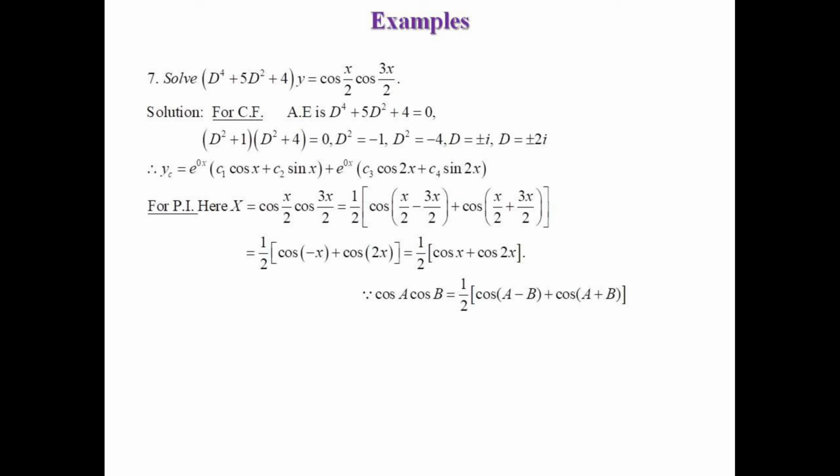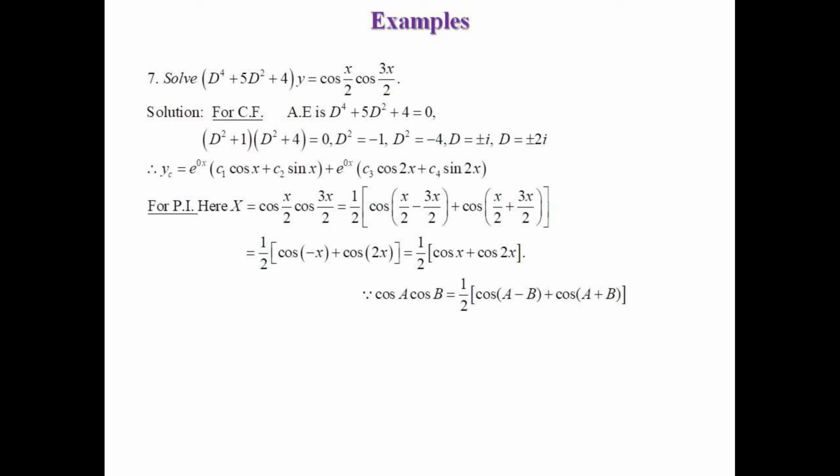Now let's try to find the particular integral. Friends, please understand that whenever we find the particular integral of any equation, first write down the right hand side term of the linear equation. Here the right hand side is cos(x/2) into cos(3x/2). As per our type number 2, we require either a sin ax or cos ax term. But here the term is a product of cos terms, so we cannot apply type number 2 here for solving the example.